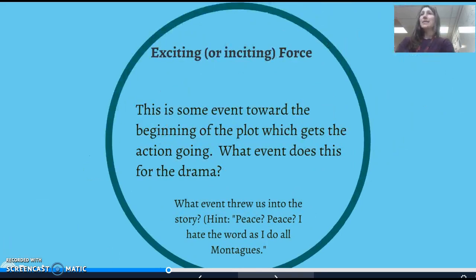1A is the exciting or inciting force. What causes excitement, or what incites something to happen. This is an event very much towards the beginning which gets the action going. Bam, something happens, woof, we're off, okay? So can you think about what happened in Romeo and Juliet that all of a sudden something happened at the beginning, and now we are rolling in the plot, okay?